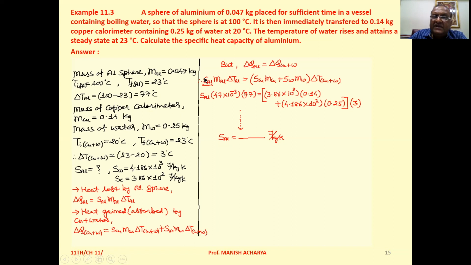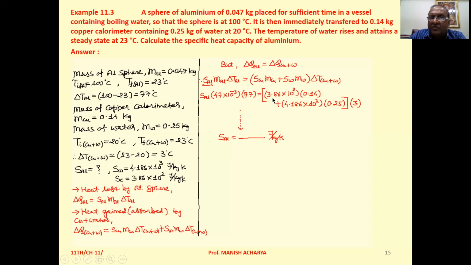So specific heat capacity of aluminium, mass of aluminium, delta T aluminium, that is equal to S copper plus S water, mass of water, delta T, which is taken common for copper plus water because that is the same for both. Now, specific heat capacity of aluminium, mass of aluminium, that is 0.047, so we can write that as 47 into 10 raised to minus 3. Temperature change for aluminium, that is 77.